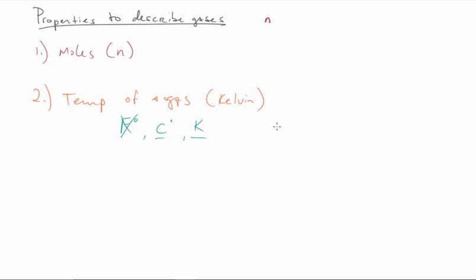The way that we convert back and forth between them is really simple. Degrees Celsius plus 273 is equal to Kelvin. That's one of the more important temperature conversions that you'll want to be familiar with.